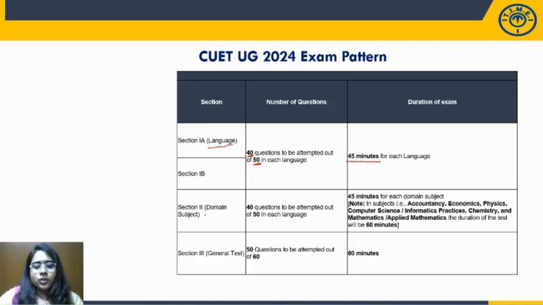Okay. Now if you go to the second section, here is where you get to answer 40 out of 50 questions that are given, and these are based on the domain subject that you are aiming to take in your undergraduate program. Now currently you have around 29 subjects that you can pick from, and this test will be for around 60 minutes.